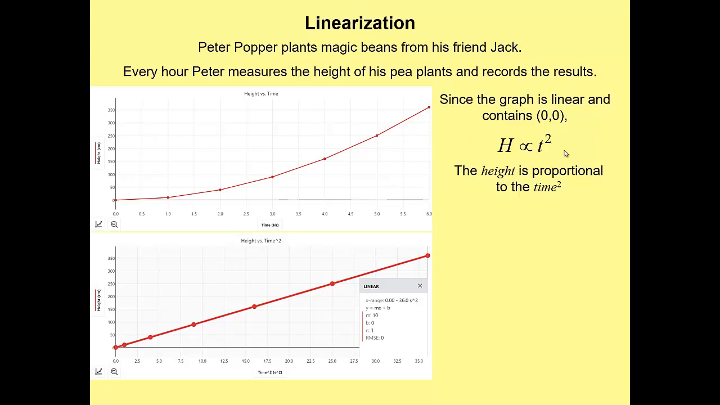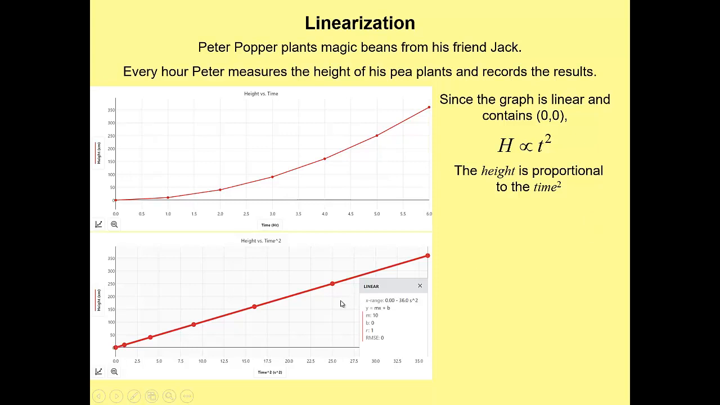But that's not as powerful as we can get because it doesn't allow us to make direct predictions. If I let it grow for 5.5 hours, how tall will it be? Or if I let it grow for 15 hours, how tall would it be? For that, we need a math model, rather than just a proportionality statement, a relationship statement.